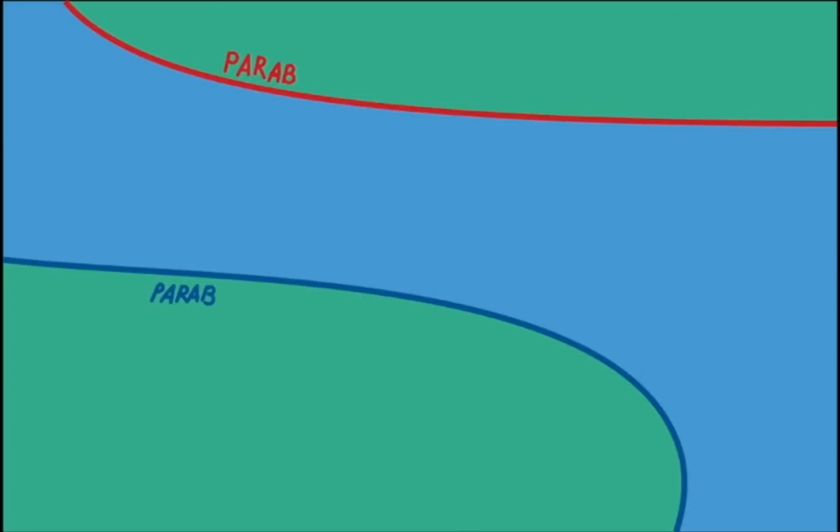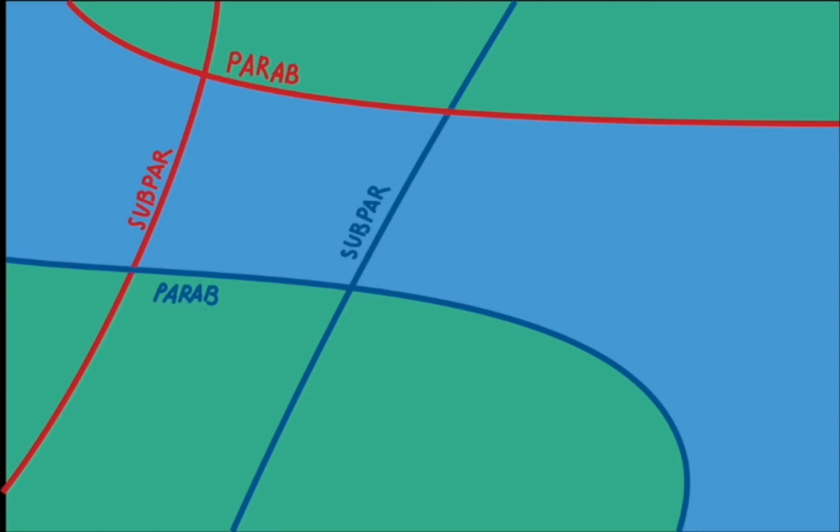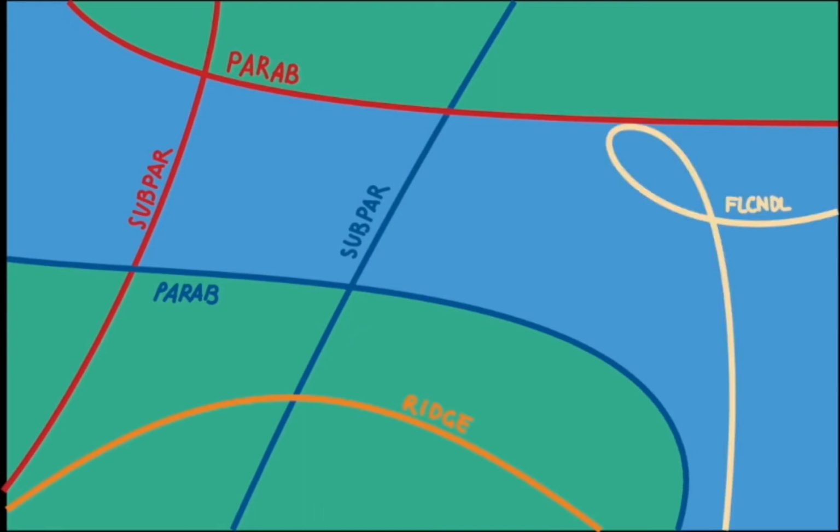Now let me list the robust features that we will consider today. I didn't say it before, but actually the parabolic curve is divided in two curves. There is the red parabolic curve and there is the blue parabolic curve. There are also red and blue subparabolic curves. There are also curves that come in one color, like the ridge and the fleck-nodal curve.